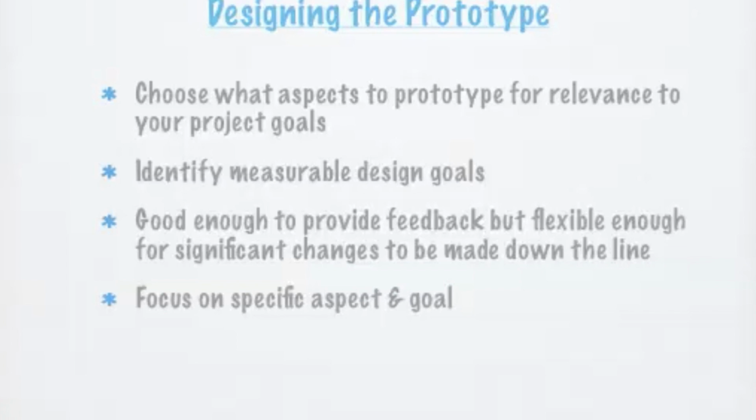Moving on, the design of the prototype. These are just key things to know in the designing of it. The first one is to choose aspects of a prototype for relevance to your project goals. Identify measurable design goals. Make sure it's good enough to provide feedback, but flexible enough for significant changes to be made down the line. And focus on a specific aspect or goal, which I will go into more further in the presentation, but this kind of gives you an idea.